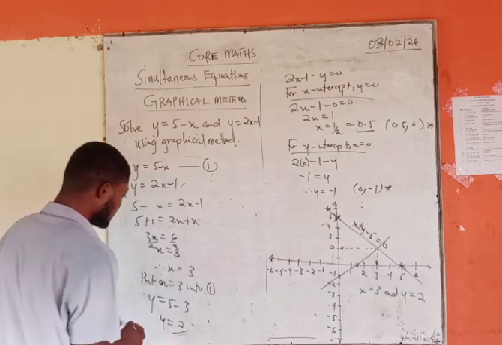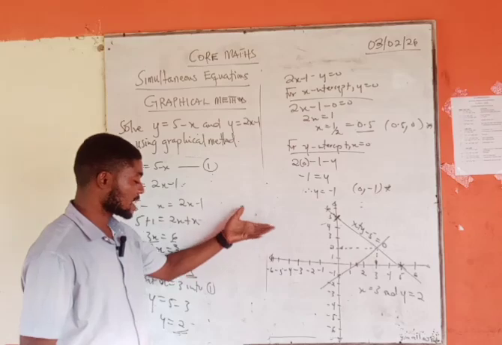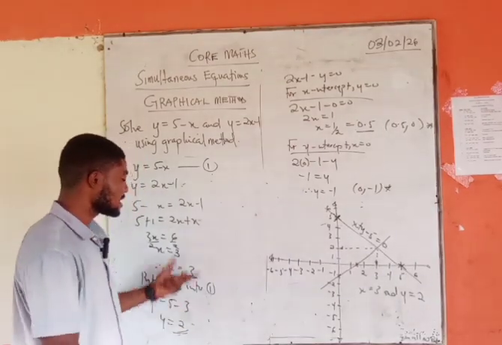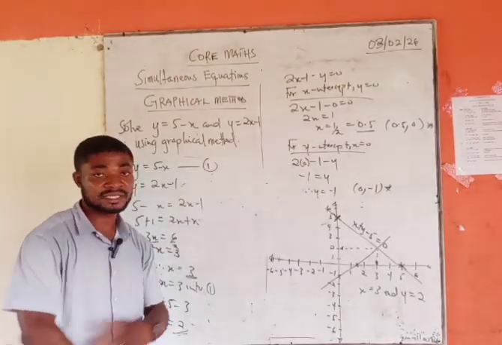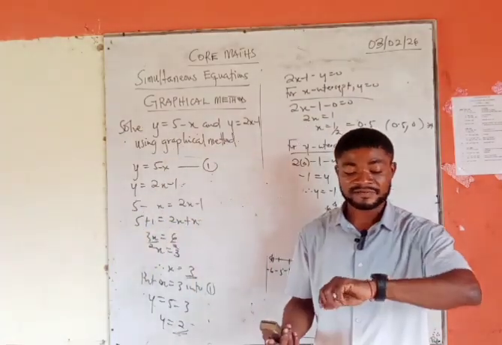So I can see clearly that x is equal to 3 and y is equal to 2. If I use the graphical method, I get it. If I use the substitution or the elimination method too, I get it. So you see that it's not something that is difficult.